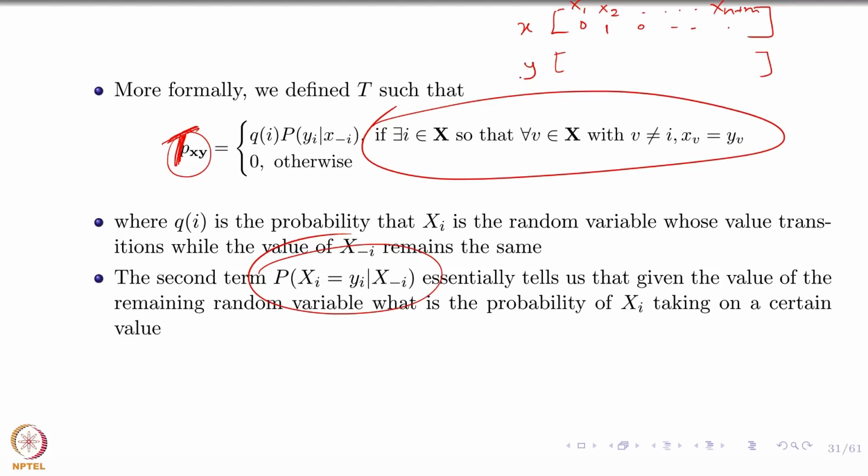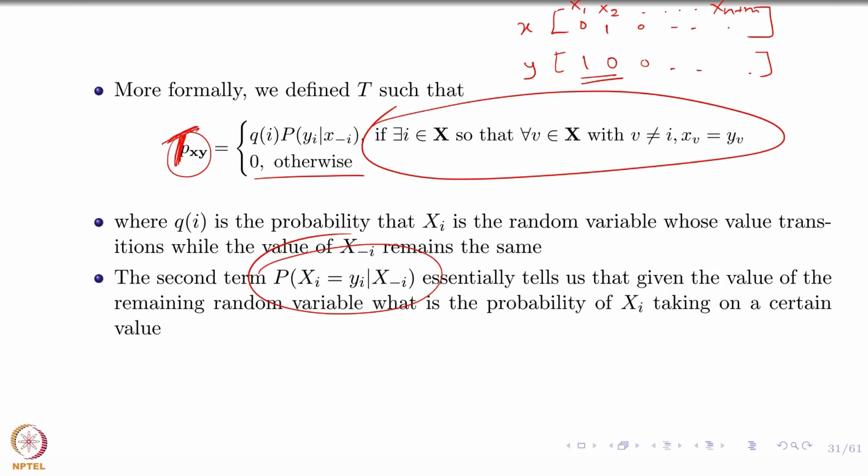Now what the else part, that means 0 otherwise, tells me is that if x and y differ in more than one random variable. So if I have a y which looks like this, it's different from x in two values. Such transitions I was not allowing. If you remember the procedure, I was only allowing you to change one value. That's the same as saying that if x and y differ in more than one value, then the transition probability is 0. Is that clear? So that's what the else part says.